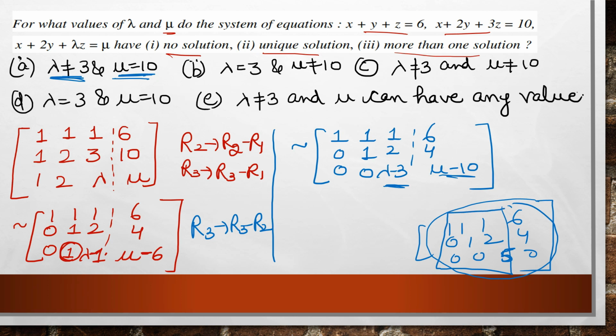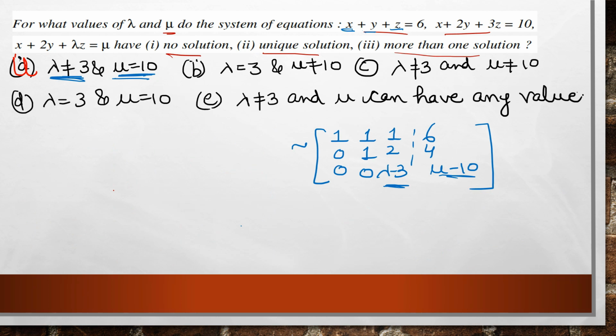So that means this will be consistent. And what is the number of unknowns? That is 3, x, y and z. So the rank of the augmented matrix, the rank of A and the number of unknowns will be the same. So that means this first option corresponds to a unique solution. So I'm writing U here.